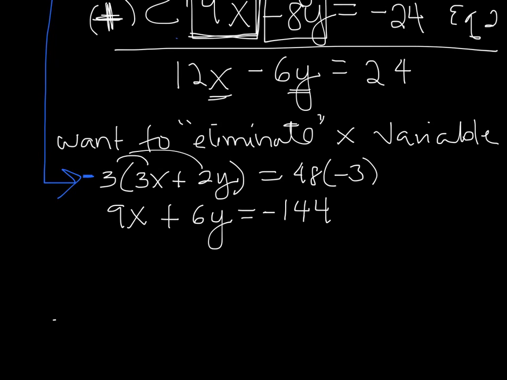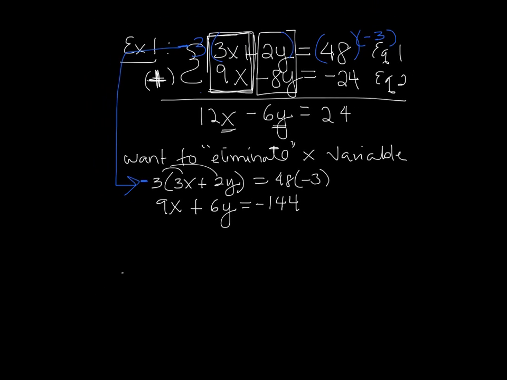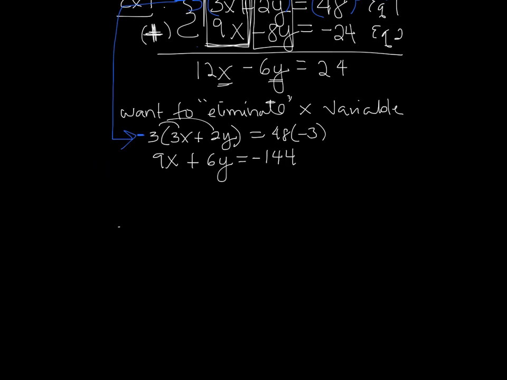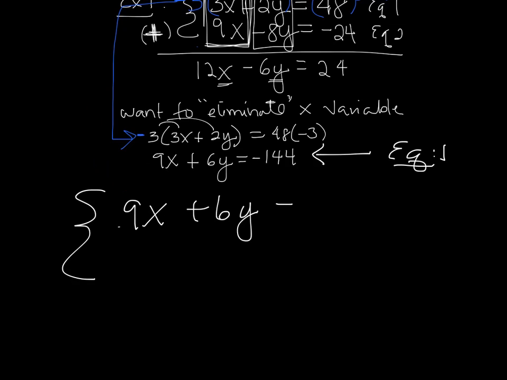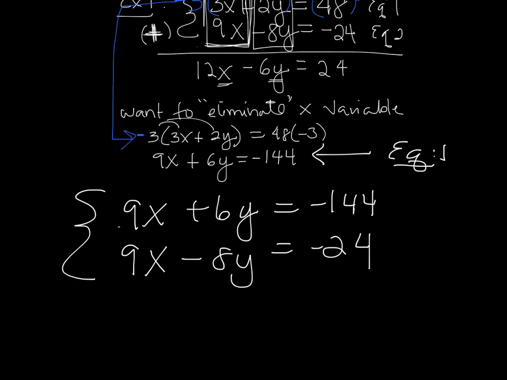And now I'm going to rewrite my system, and let me just shrink this a little bit. Okay, so what's my system? This is still equation 1. I just multiplied by negative 3, and I obtained negative 9x minus 6y equals negative 144. And then I'm going to copy my second equation that I haven't done anything with. I was forgetting a negative there, because negative 3 times 3x is negative 9x.